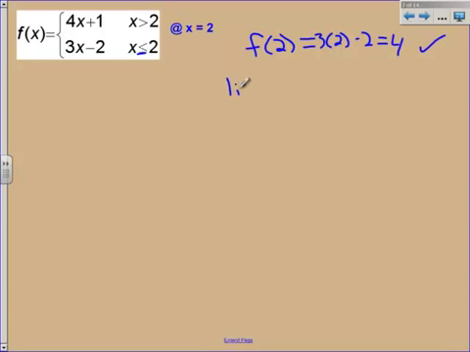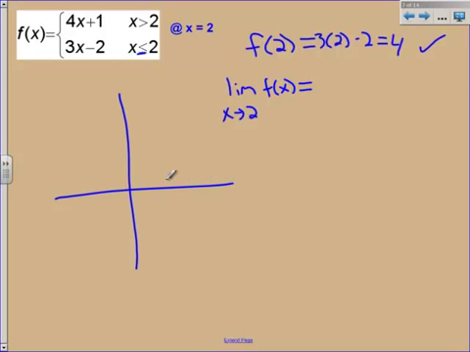Now, what about the limit as x approaches 2? Now, here we're going to have to check two things. We're going to have to check from the left and from the right. Now, if we were to draw this thing at our breakpoint over here at 2, 3x minus 2 is, of course, a graph going up, and it's got a y-intercept of negative 2. And at 2, we already know it's up here at 4.